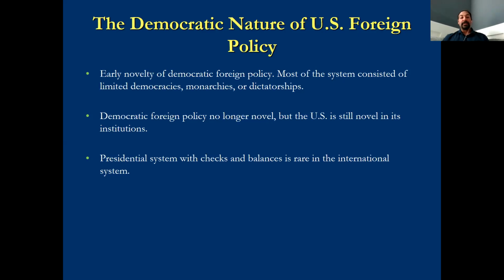And the US has a system that has embedded in it checks and balances. That is rare, right? It's there for a reason, though. The founding fathers of the United States were deeply skeptical of centralizing power in the hands of one monarch or one executive. So they broke it apart, right? They made it hard to conduct foreign policy.